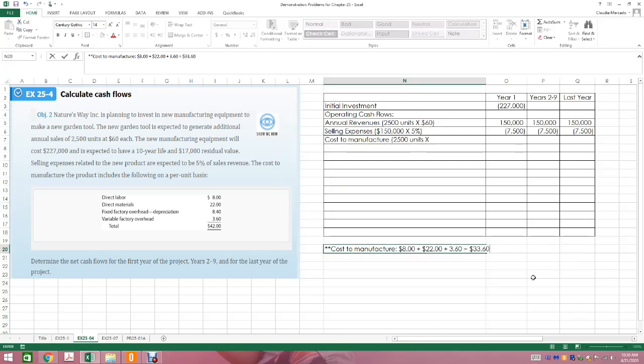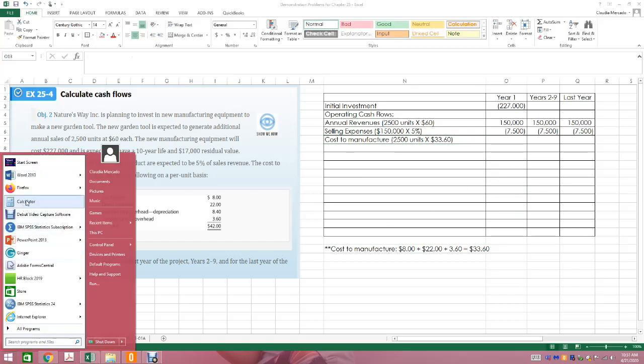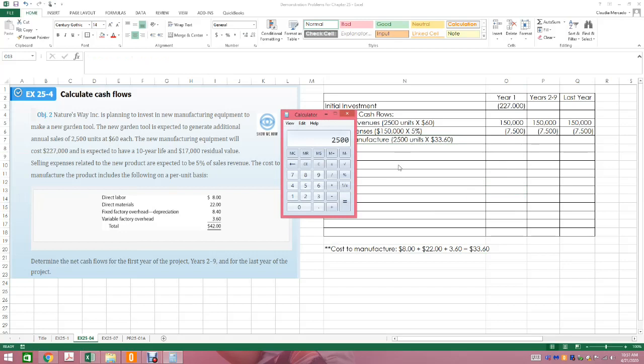That is the amount that I'm going to use for my cost to manufacture. Remember, we are only interested in our manufacturing costs that impact cash. Depreciation does not impact cash. So I'm going to have 2,500 units times $33.60 a unit. That's going to be a cost of $84,000 to cover my labor, materials, and overhead.